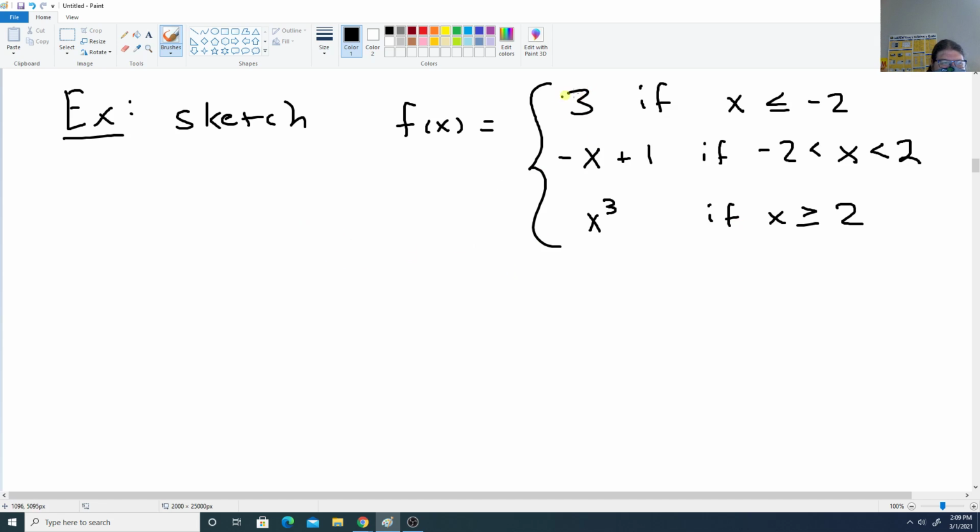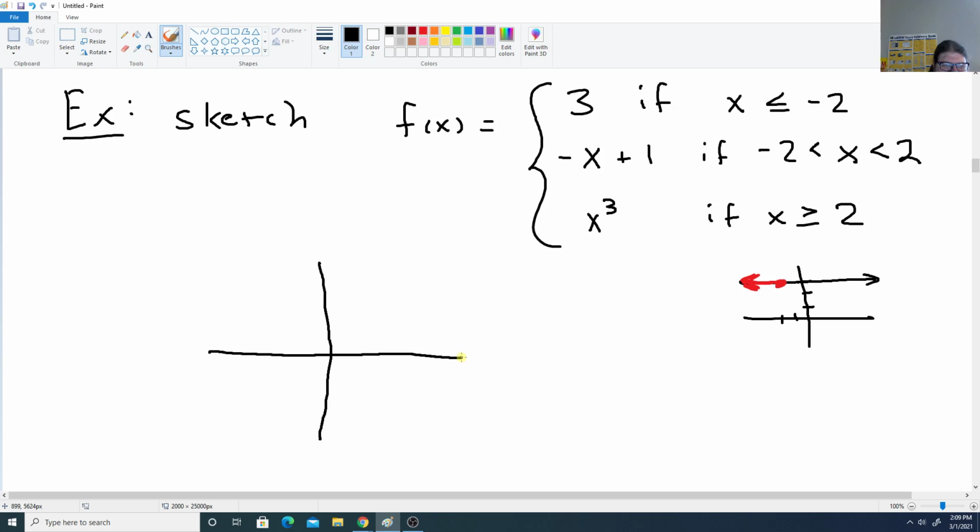Okay, so the line 3 is a horizontal line. So it's just a horizontal line here. For x equals -2 and all x values less than that, we want the line 3 with the closed dot. So we have a closed dot for x equals -2. And this is the part of that horizontal line 3 we are keeping that I've drawn in red. So over here in my actual graph, at -2, we have a y value of 3. So we're going to put a closed dot there, and we're going to draw a horizontal line off to the left. So that's my first part.